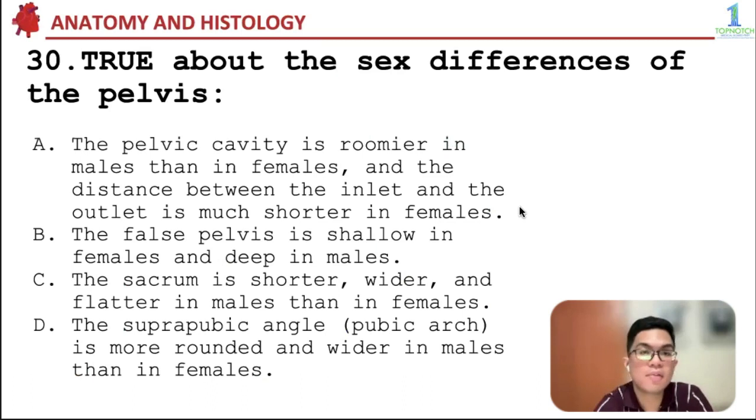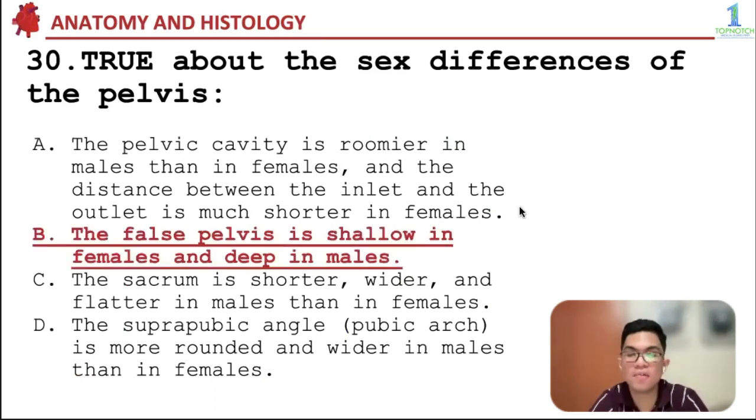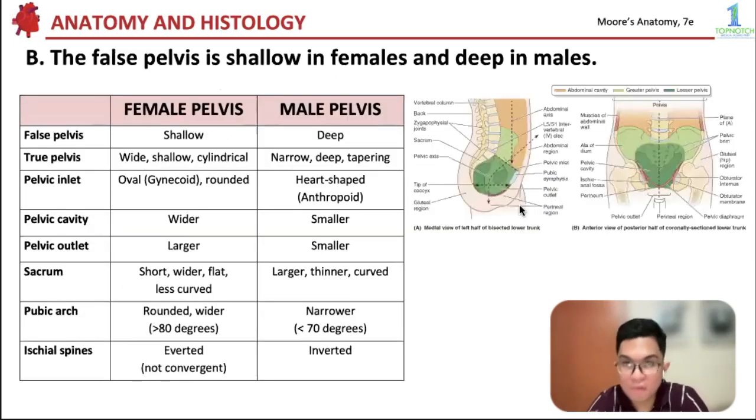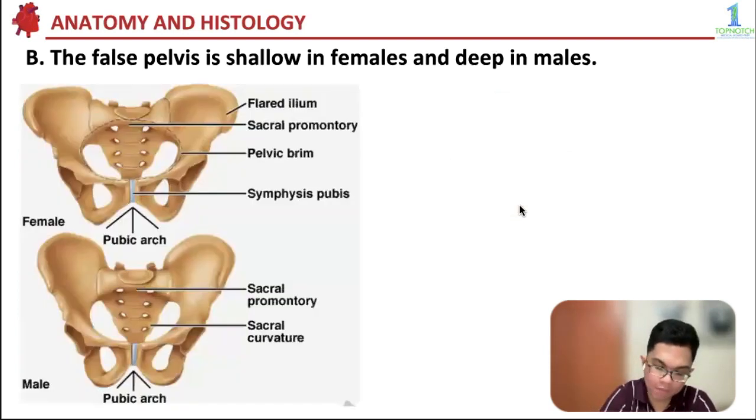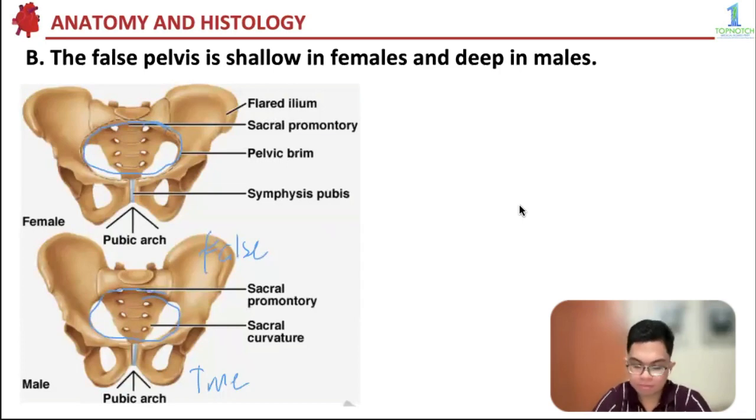So, which is true about sex differences of the pelvis between the male and female? So, the false pelvis is shallow in females and deep in males. Okay? So the false pelvis is separated from the true pelvis at the level of the pelvic inlet. Okay, so this level, that's what separates the false pelvis. It's up above, versus the true pelvis, which is down below.